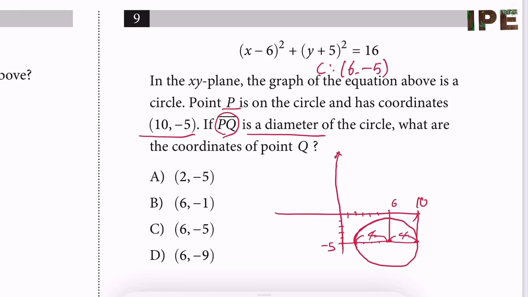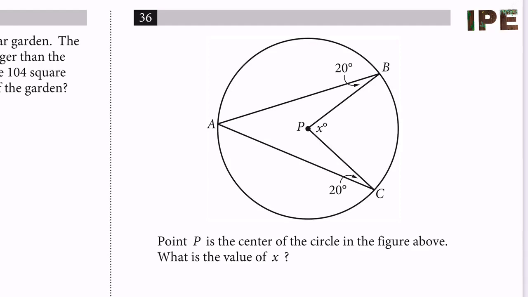So this point is what? From 6 go to the left side 4 units. So that point is going to be 2. So the ordered pair of Q is 2, negative 5. P was 10, negative 5. The center is 6, negative 5. That makes sense, right? So Q is 2, negative 5. A is the answer.